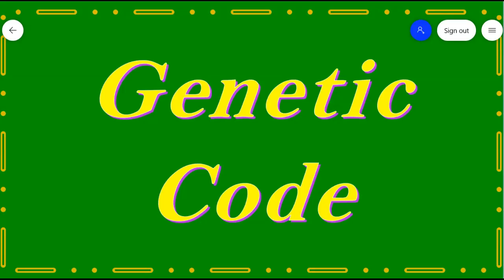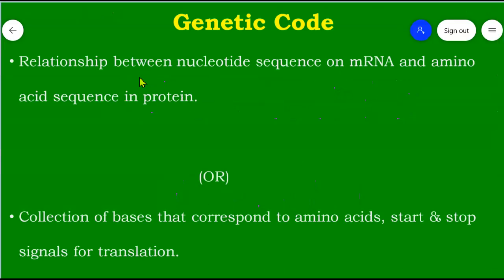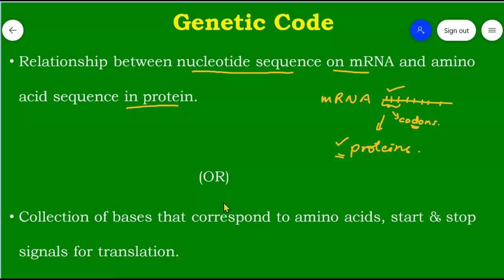The genetic code is one of the important topics in protein synthesis, and watch till the end for complete understanding of the topic. Genetic code is the relationship between the nucleotide sequence on mRNA and amino acid sequence in the protein. Or we can also give the definition of genetic code like this: collection of bases that correspond to amino acid, the start codon and stop codon signals for the translation process.